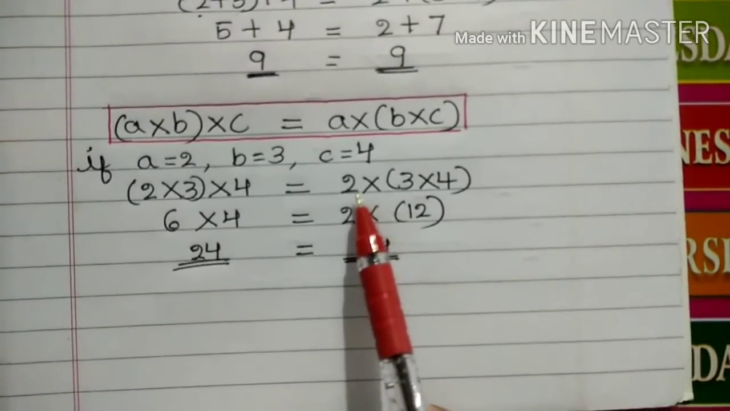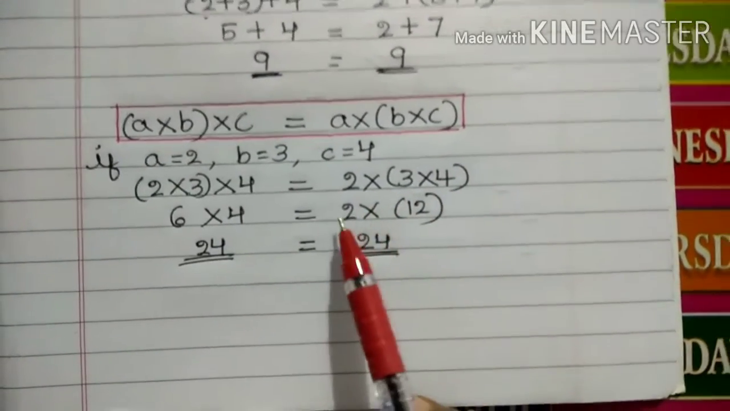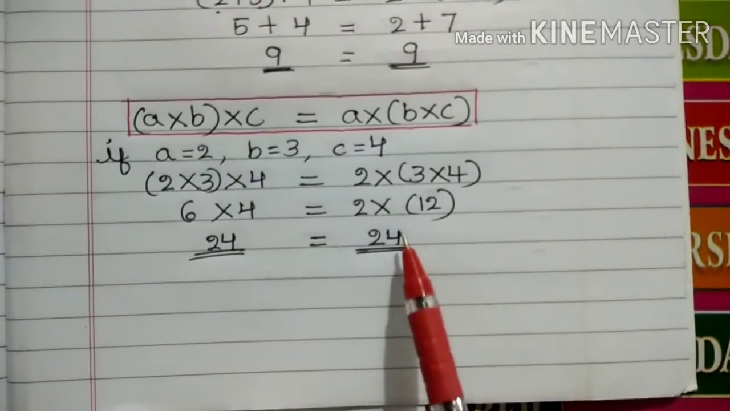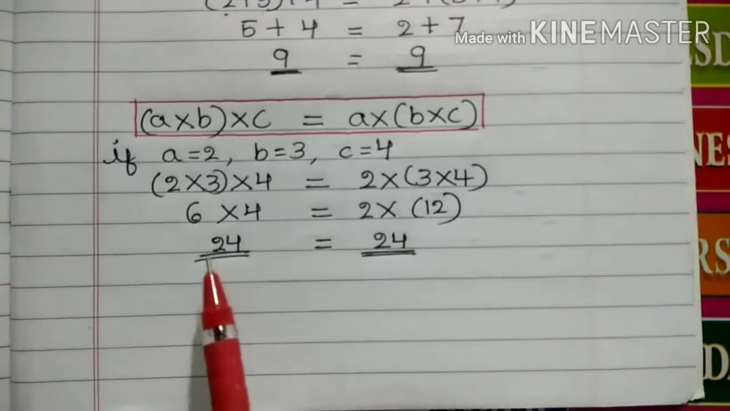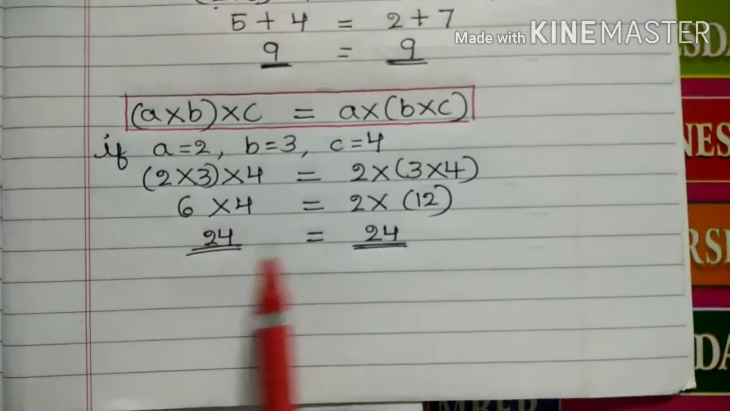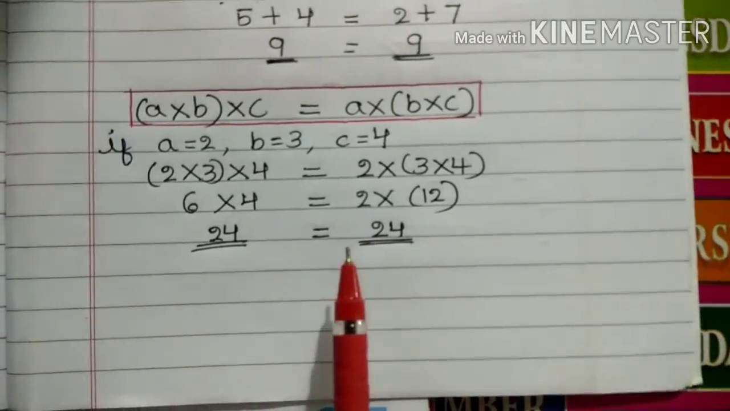So here 2 × (3 × 4). 3 fours are 12, so 12 twos are 24. Here also LHS equals RHS. Therefore, whole numbers are associative under multiplication.